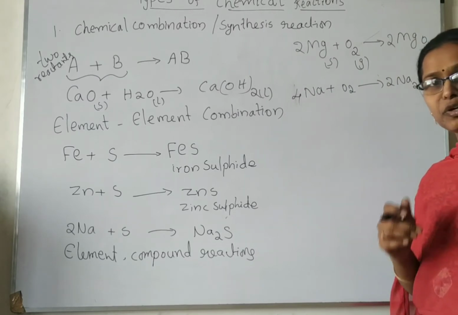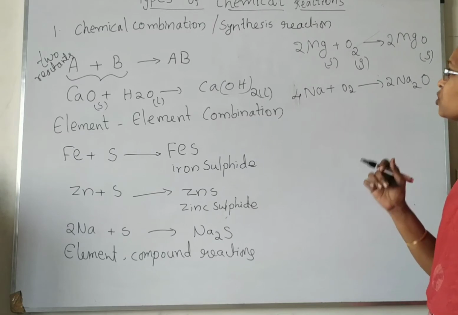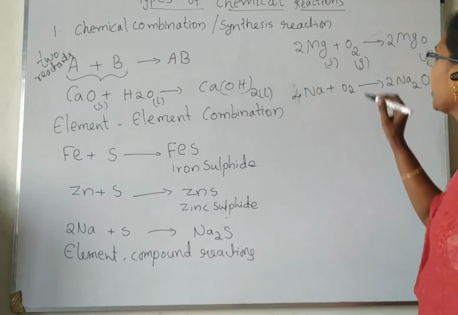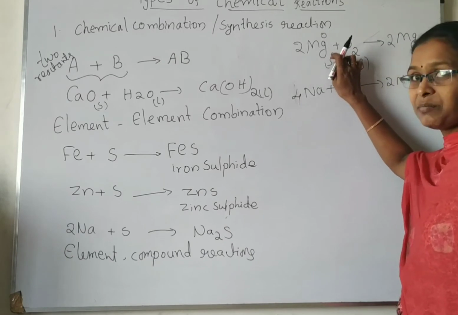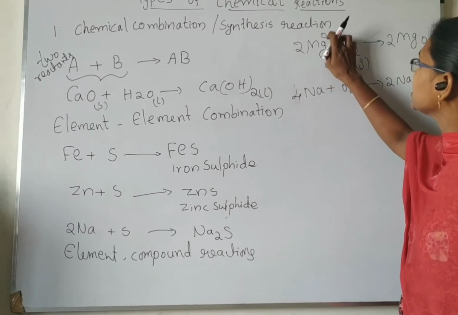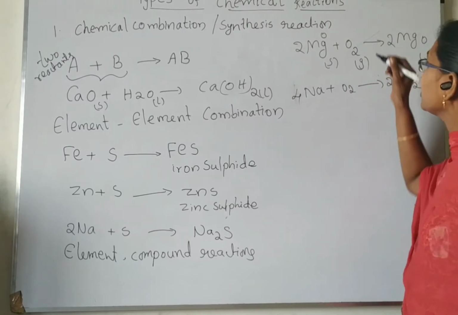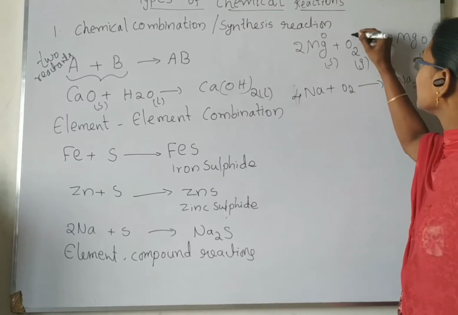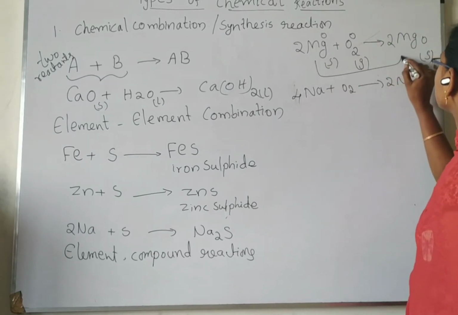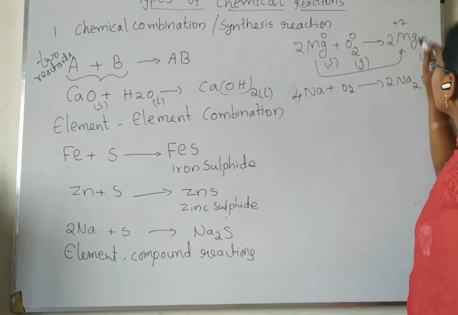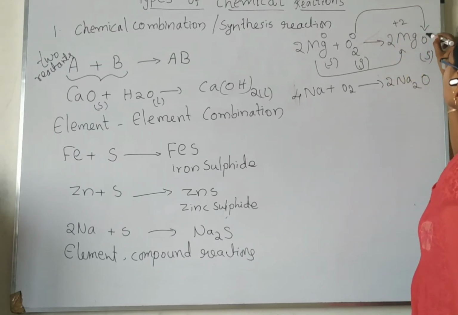So usually we know we have one concept, that metals lose electrons. So what happens in the case of magnesium here? In the monoatomic state, the oxidation number of magnesium will be 0. And in the molecular or elementary form, always the oxidation number will be 0. So here magnesium is increasing its oxidation number when it goes to +2. And oxygen goes from 0 to -2.